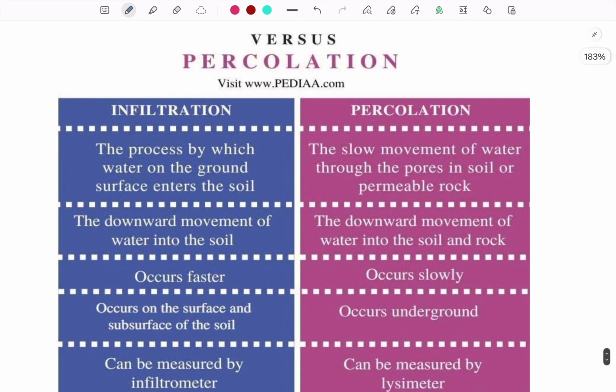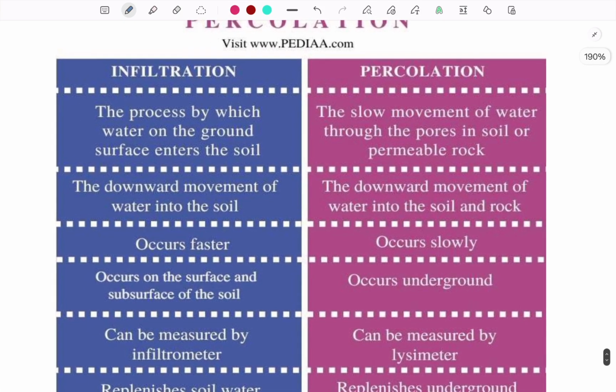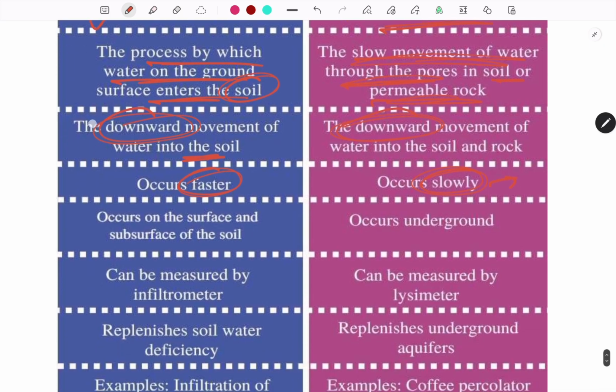I have given some differentiation between infiltration and percolation. Difference between infiltration and percolation. Infiltration is the process by which water on the ground surface enters into the soil. It occurs in unsaturated soil. Percolation is a slow movement of water through pores or permeable rock. It's a downward movement of water into the soil. Infiltration occurs faster because it occurs in unsaturated soil. Percolation occurs slowly because the soil here is saturated.